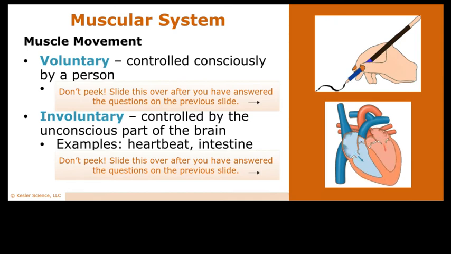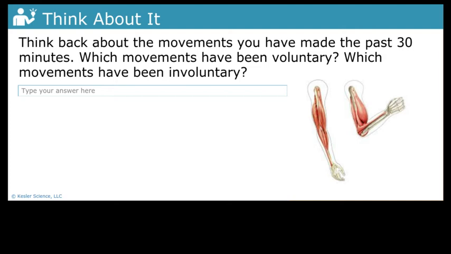So in terms of muscle movements, again, voluntary is consciously controlled by a person. Involuntary is controlled by the unconscious part of the brain. Examples are heartbeat, and you also don't tell your guts to squeeze to make poop from the food you eat, which is not the primary purpose. The primary purpose of the food is to get nutrients for your cells to be able to fix them.